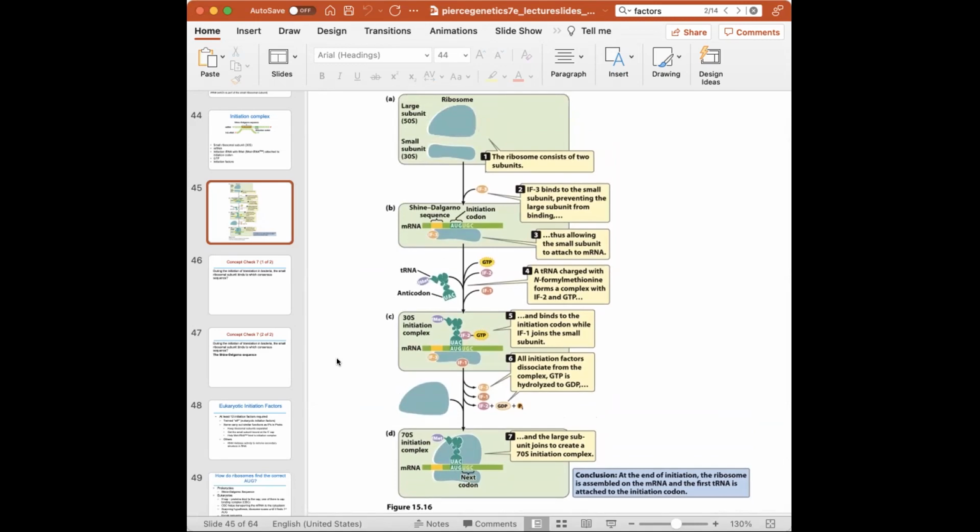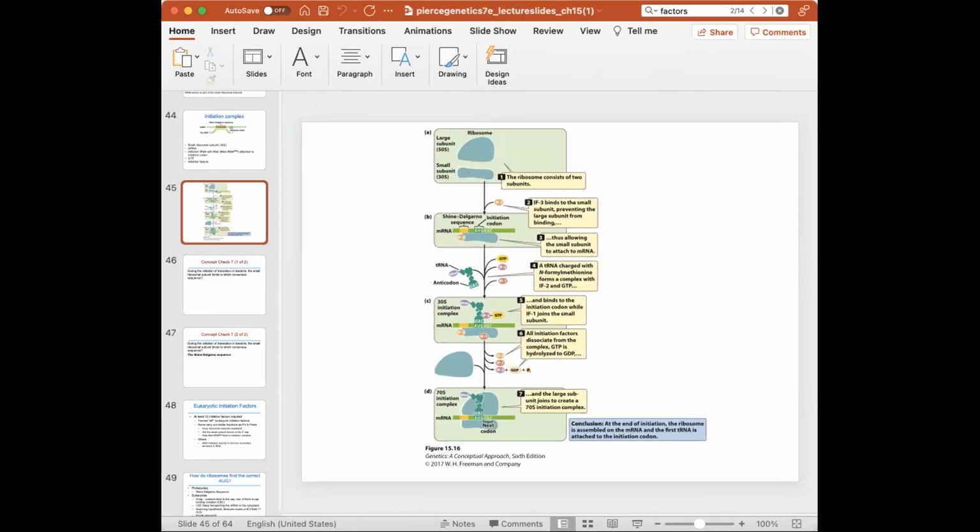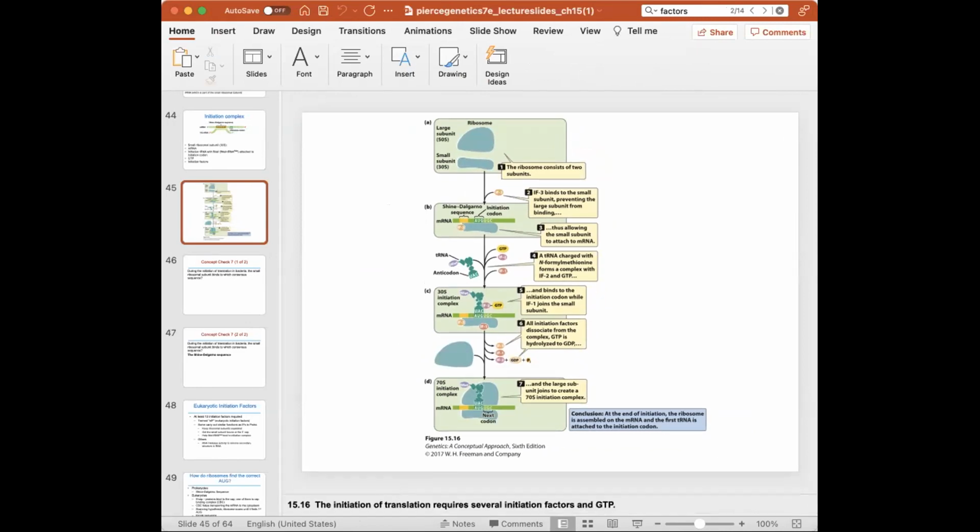Okay, cool. I'm glad that it makes more sense now. Was there anything else about initiation factors that you wanted to talk about, or are you all good there? Could I share my screen really fast? Mm-hmm.